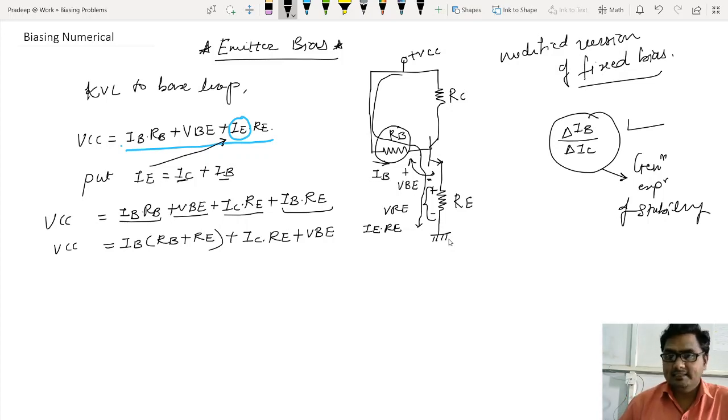Now what am I interested in? I am interested in IB divided by IC. And what is that? Delta, it is change in. So change in IB divided by change in IC. So it means now I need to find variations.